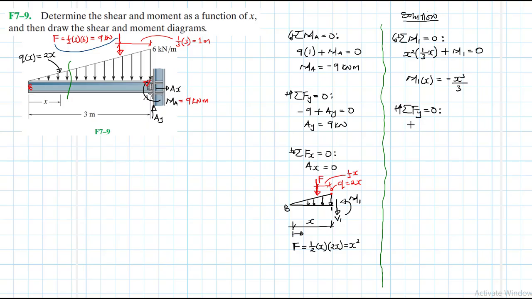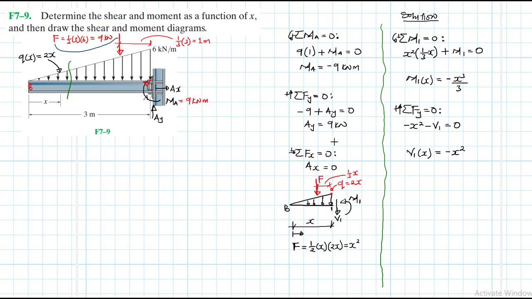Right. What do we have? We have minus f, which is x squared, then minus v1 equal to 0. Therefore, v1, which is a function of x, will just be equal to minus x squared.